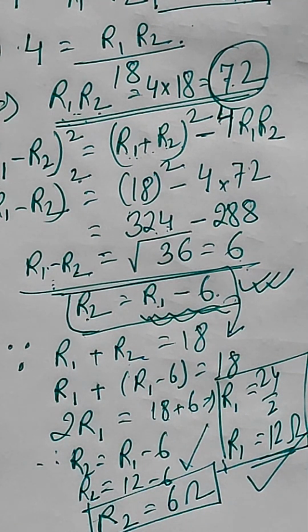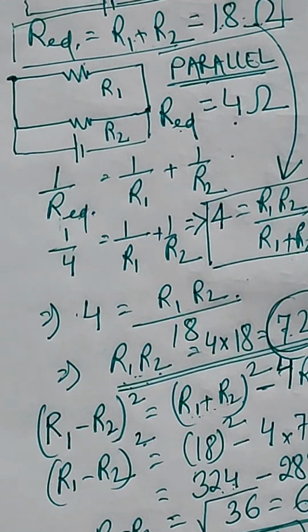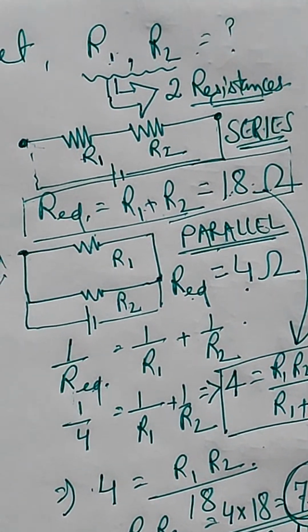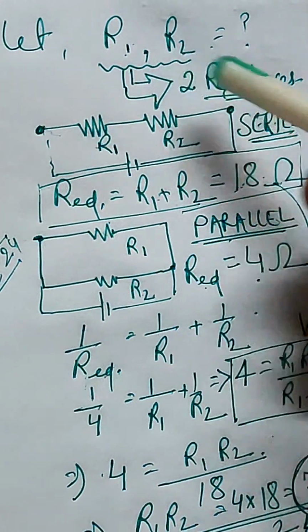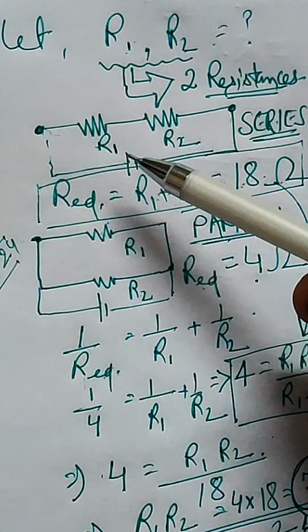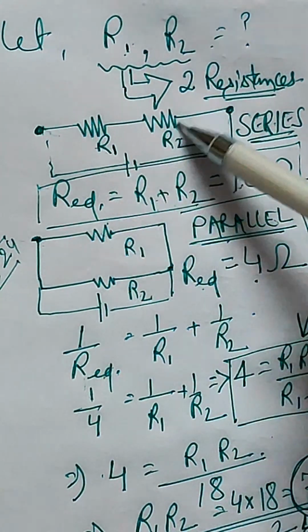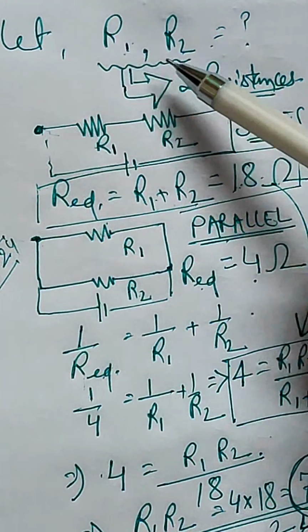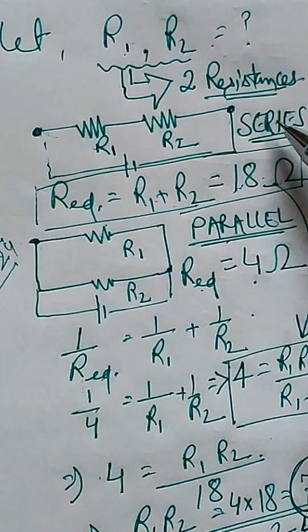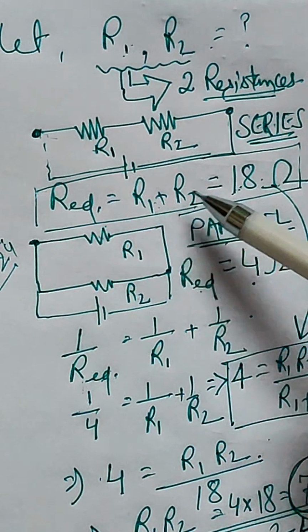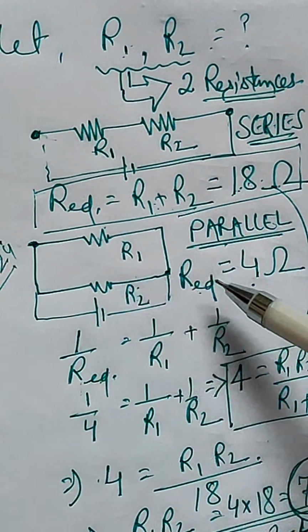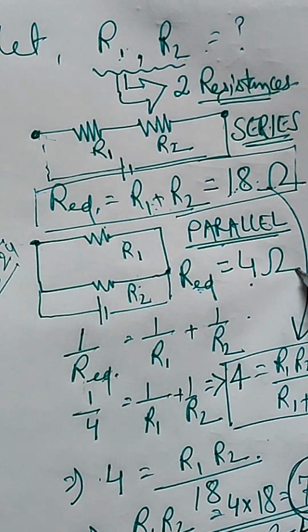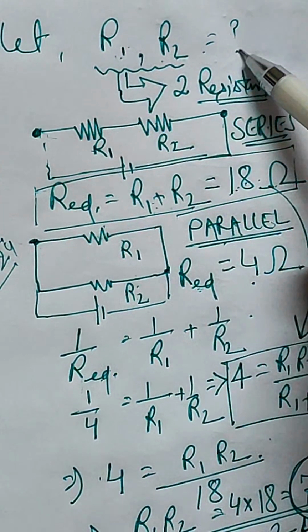I hope you like this, and definitely, what was the question? Let me repeat it again. The question was that two resistances are there. We have assumed both resistances as R1 and R2, right? It's mentioned that when these resistances are connected in series, they have an equivalent resistance of 18 ohm, and when connected in parallel, an equivalent resistance of 4 ohm. We need to find the value of R1 and R2.